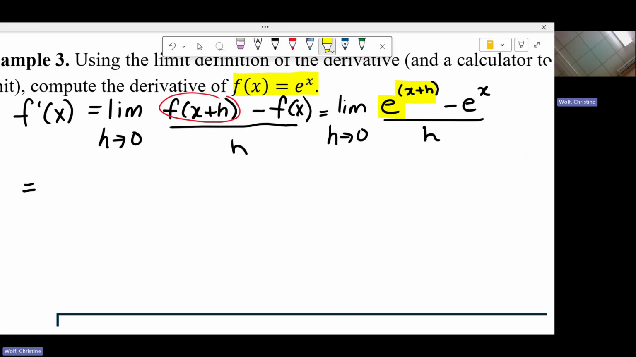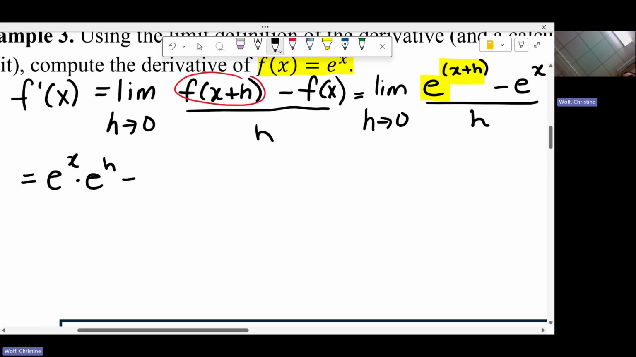Let's work backwards. What did that actually mean? It actually means that I have e to the x times e to the h. We're actually going to go kind of backwards with our exponent laws. So it's e to the x times e to the h. That's what that truly means when you're adding exponents, right? And then I still have the subtraction of e to the x. And then my denominator is h. Our denominator is patiently waiting. It's going to be h all the time.